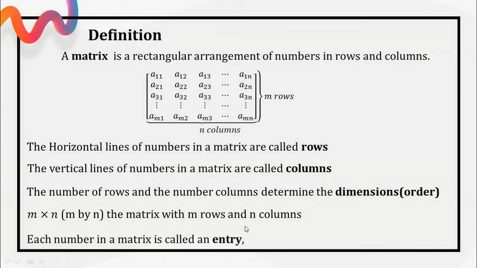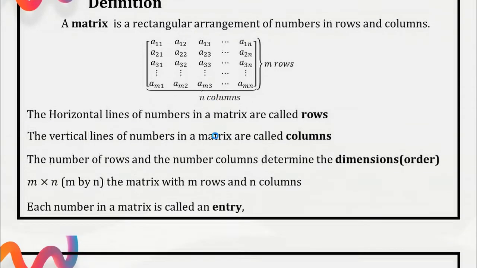Okay, each number in a matrix is called an entry. What is an entry? A11 is an entry, A22 is an entry, and AMN is still an entry. So the members or elements of the matrix, we call them entries, everyone.